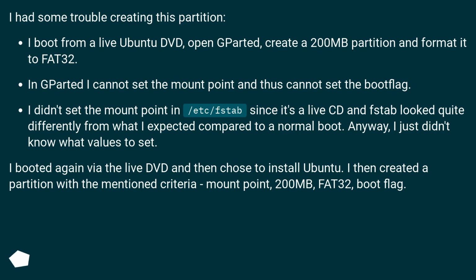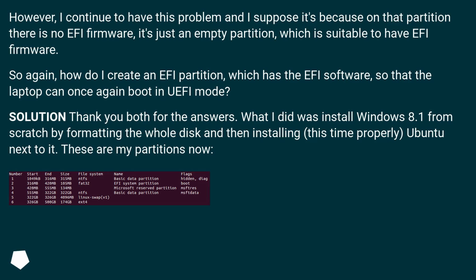I booted again via the live DVD and then chose to install Ubuntu. I then created a partition with the mentioned criteria: mount point, 200 MB, FAT32, boot flag. However, I continue to have this problem, and I suppose it's because on that partition there is no EFI firmware. It's just an empty partition, which is suitable to have EFI firmware. So again, how do I create an EFI partition which has the EFI software, so that the laptop can once again boot in UEFI mode?